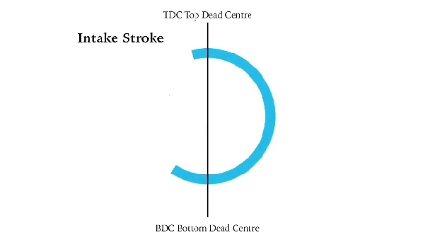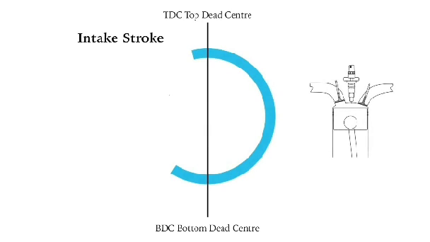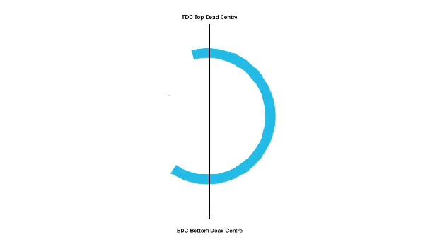This is the intake stroke, beginning just before top dead centre. There's the valve open. The piston is moving down, and the intake stroke begins about 10 degrees before top dead centre and ends just after bottom dead centre. The exact degrees depend on the engine and the manufacturer.